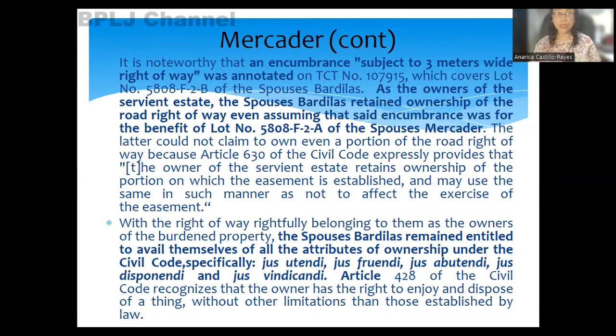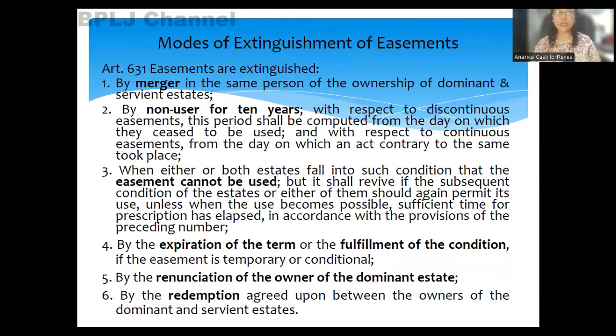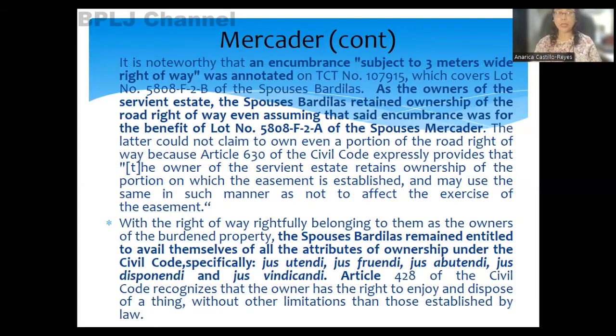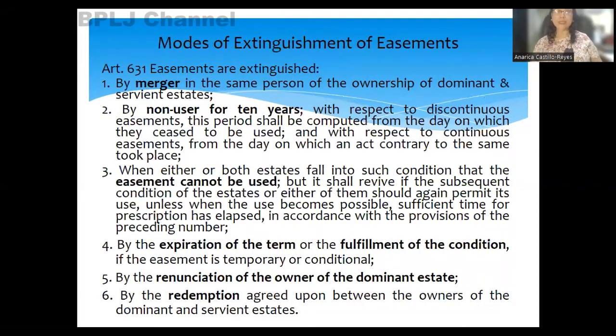As the owners of the servient estate, the spouses Bardilas retained ownership of the road right-of-way, even assuming that said encumbrance was for the benefit of another lot, the lot of spouses Mercader, with the right-of-way belonging to them as owners of the burdened property. The spouses Bardilas remained entitled to avail themselves of all the attributes of ownership, specifically jus utendi, jus fruendi, jus abutendi, jus disponendi, and jus vindicandi. So Article 428 recognizes that the owner has the right to enjoy and dispose of a thing without other limitations than those established by law.